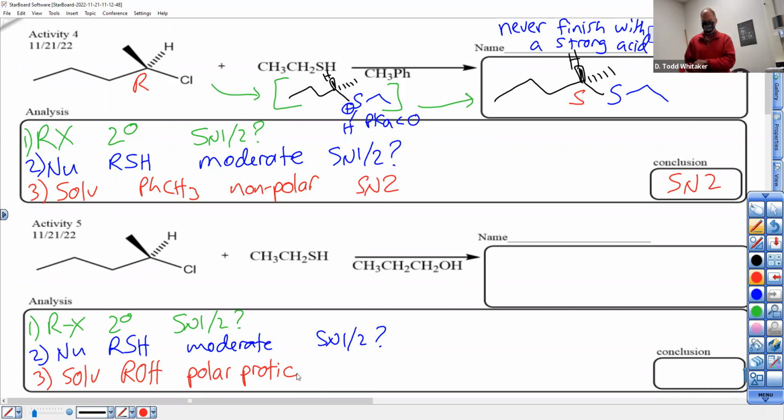They're on that table, page whatever in the book. Also previous on this activities. What's your conclusion for polar protic? Those are carbocation sisters. SN1, the one with the carbocation. So finally, you're going to say SN1, right?